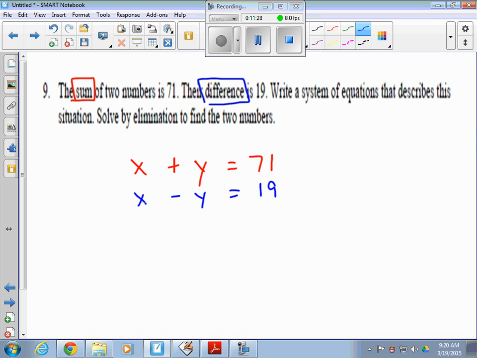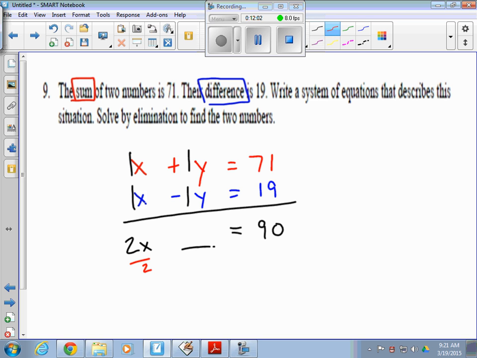Now this is set up, it says to use elimination, but this is set up nice and neat for elimination because we know what all these coefficients are. This is 1, this is 1, this is 1, and this is negative 1. So we have opposites, 1 and negative 1. So when we combine 1x and 1x, we're left with 2x. When we combine 1y and negative 1y, they're eliminated. That's what we wanted to do. And when we combine 71 and 19, we have 90. 2x equals 90. Divide by 2 on both sides, and x's value is 45.